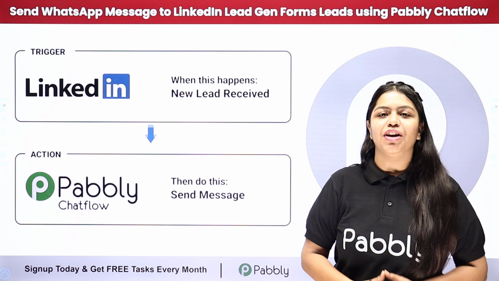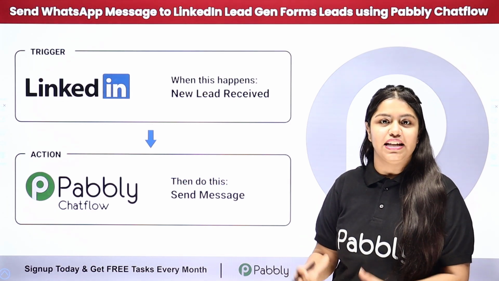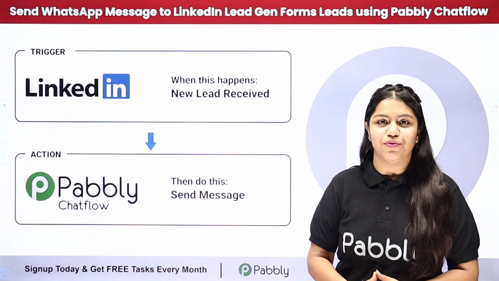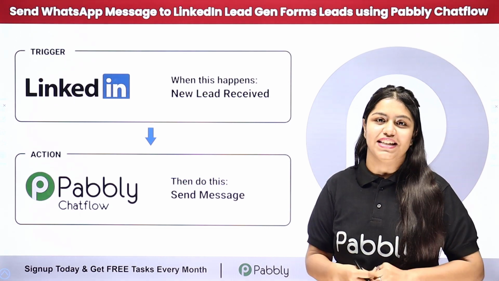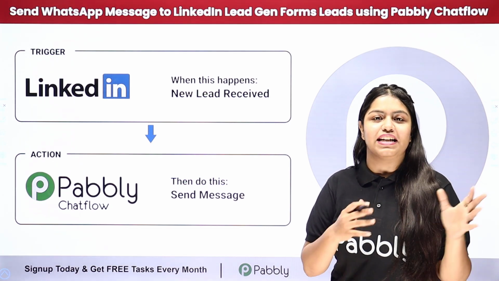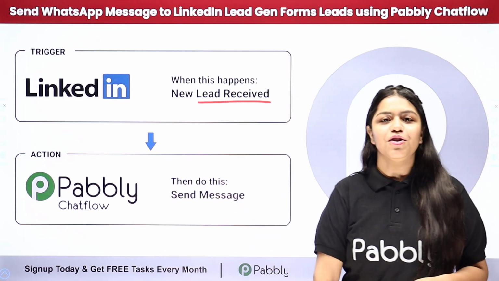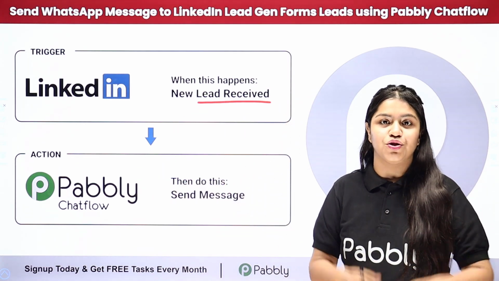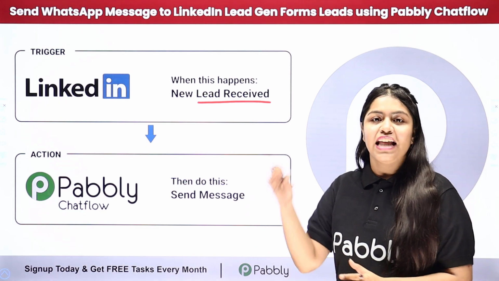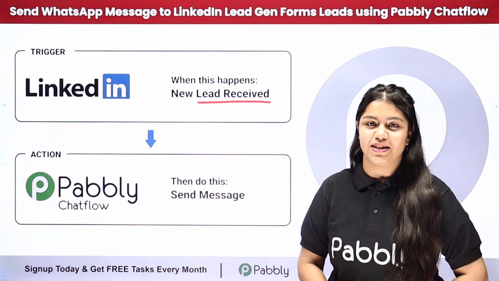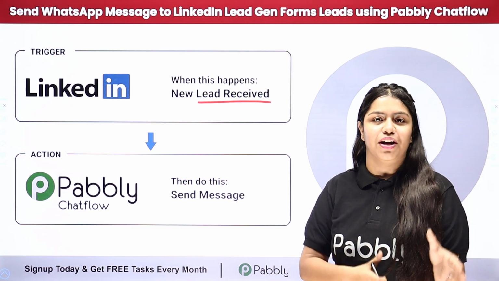So here, I'm running a financial advisory agency and we also use LinkedIn leads and forms to get more leads for our business. So now what I want is that as soon as we receive a new lead with the help of LinkedIn leads and forms, an automated WhatsApp message should be forwarded to my leads, that too without any manual efforts, so that I can nurture my leads more effectively.